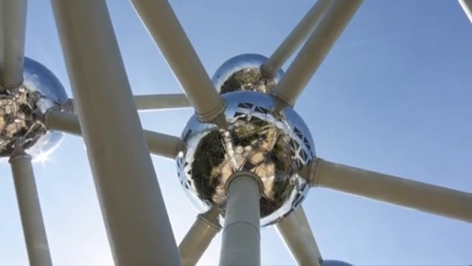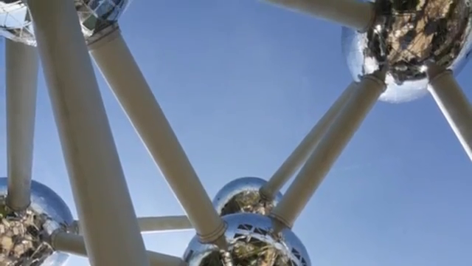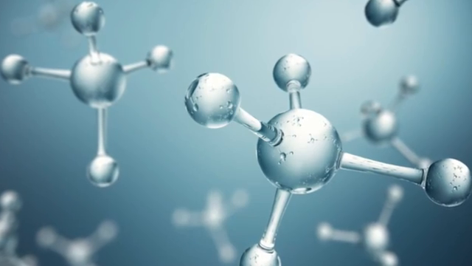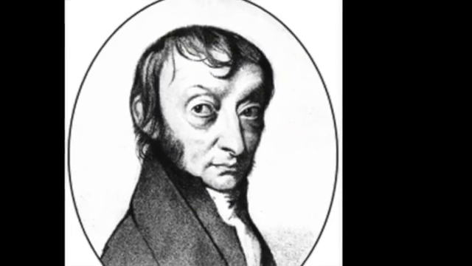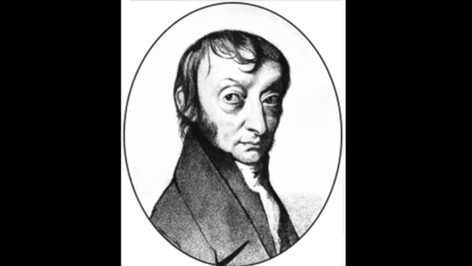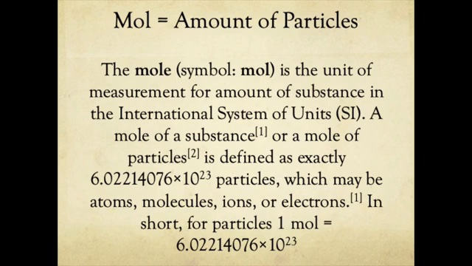So what if we're looking at molecules? This is a model of a molecule right here, and this is an artist's rendition. And if you're familiar with a guy by the name of Avogadro, that's his lovely portrait right there. We use moles. A mole is a unit of measure for amount of substance for our international system called the metric system. A mole of a substance or a mole of particles is defined as 6.02 times 10 to the 23rd particles.